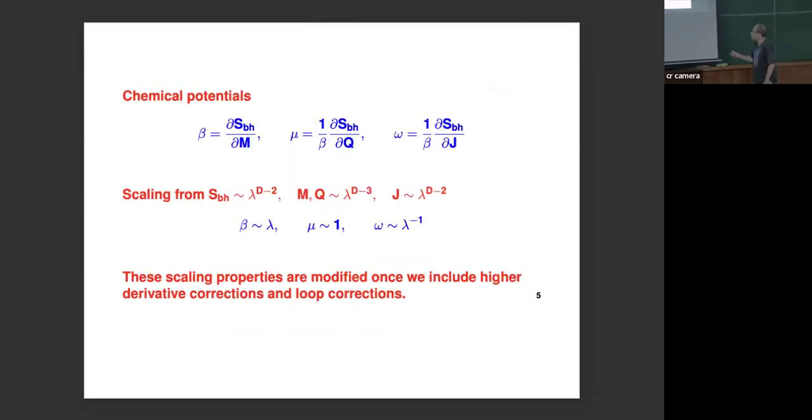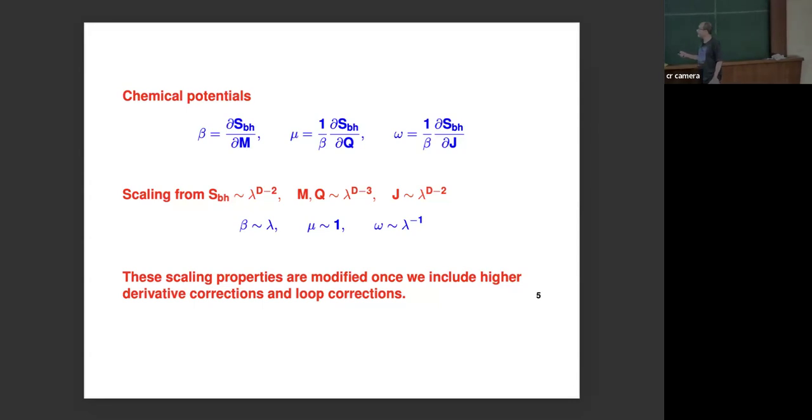Okay. So we'll also need to deal with these chemical potentials. This is the inverse temperature, this is the chemical potential dual to charge, and this is the chemical potential dual to angular momentum, which are defined this way. Just by the scaling of the entropy, the mass, the charge and the angular momentum, we can figure out how these things should scale. For example, the entropy scales as lambda to the d minus 2, m scales as lambda to the d minus 3, and from that it follows that beta will scale as lambda. Similarly, this goes as lambda to the d minus 2, this goes as lambda to the d minus 3, so this partial derivative will scale as lambda, but then beta also scales as lambda. So mu will scale as 1, and omega will scale as lambda inverse, because J has 1 higher power of lambda.